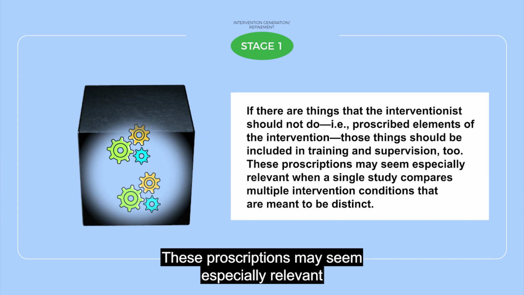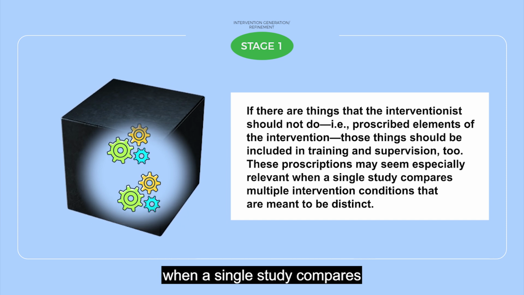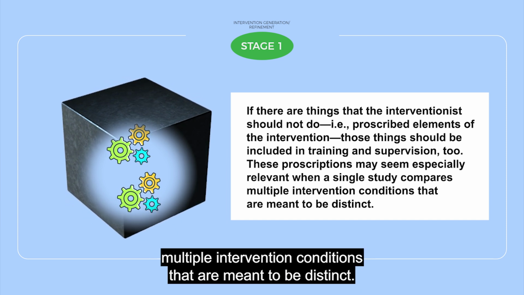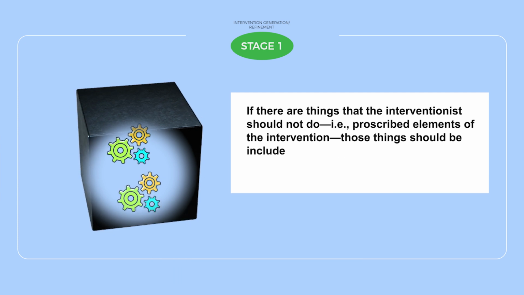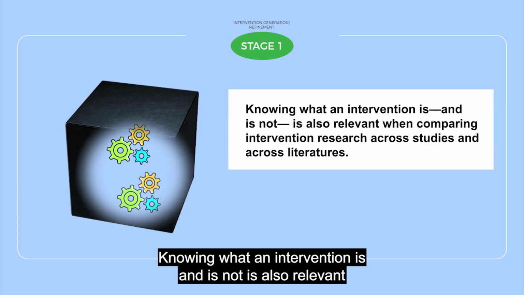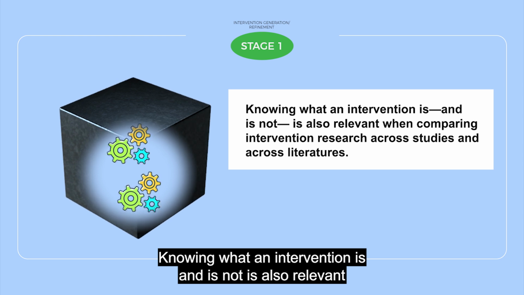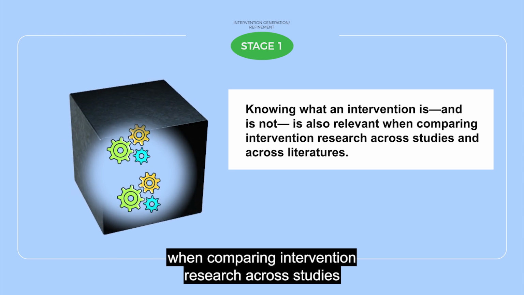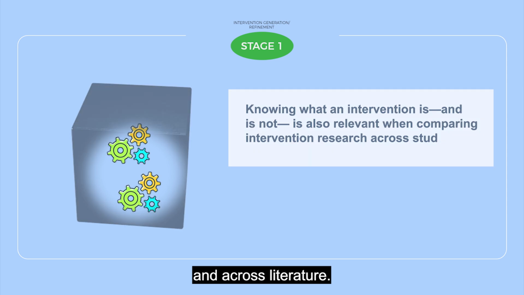These proscriptions may seem especially relevant when a single study compares multiple intervention conditions that are meant to be distinct. Knowing what an intervention is and is not is also relevant when comparing intervention research across studies and across literatures.